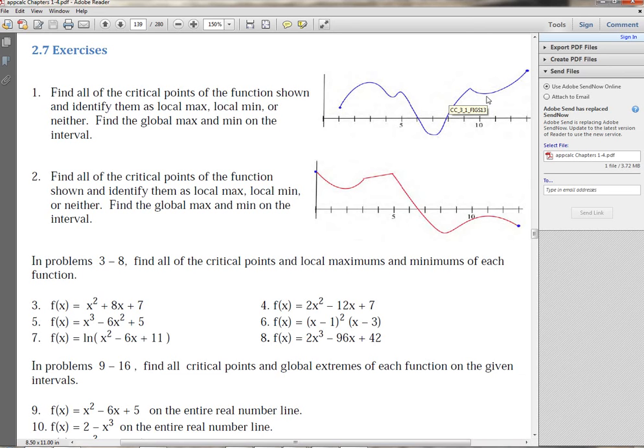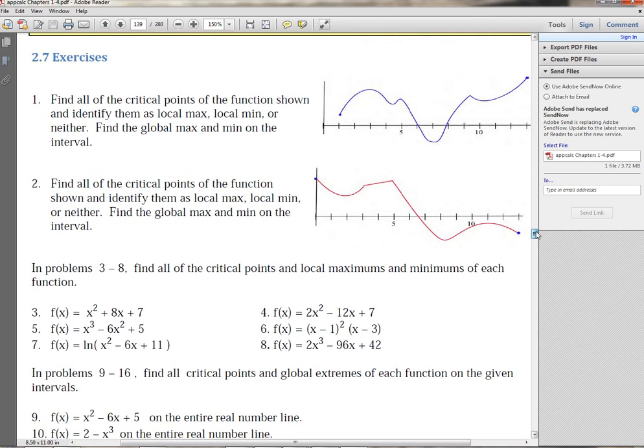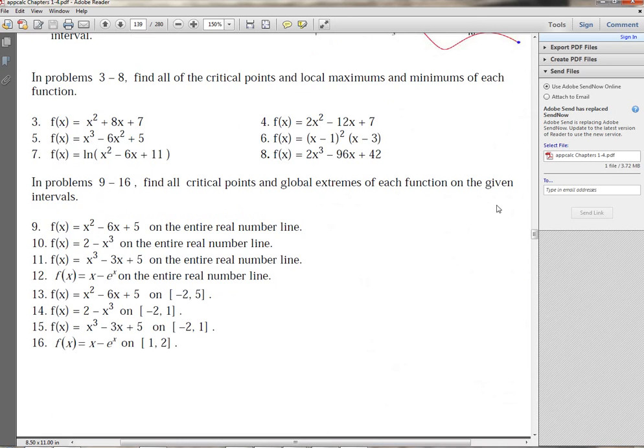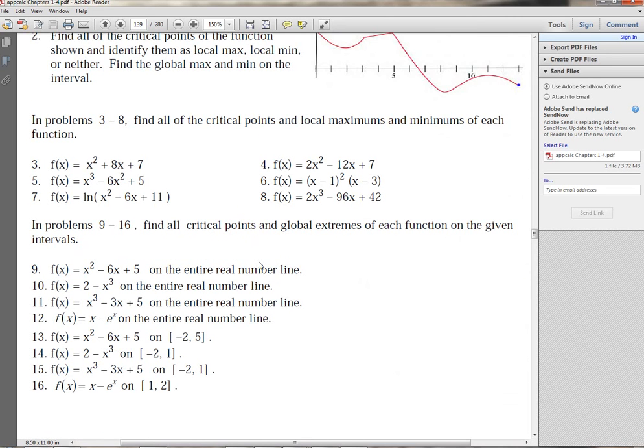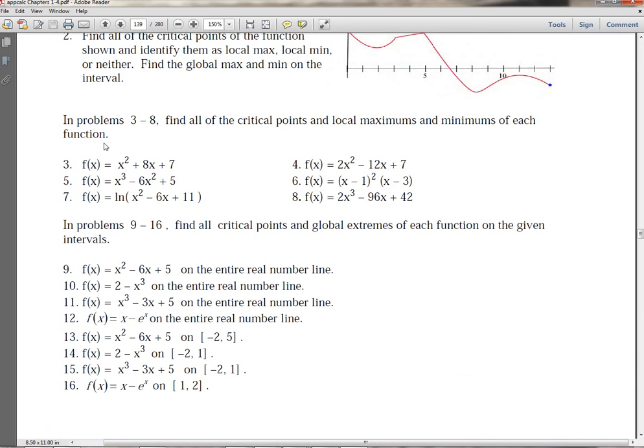So let's take a look at number 3 here then. Step number 1 that I asked you guys to do was to first find the first derivative, right? 2x plus 8. So for number 3, the first derivative is 2x plus 8. And then set this equal to 0, and now solve this for x. X equals -4.